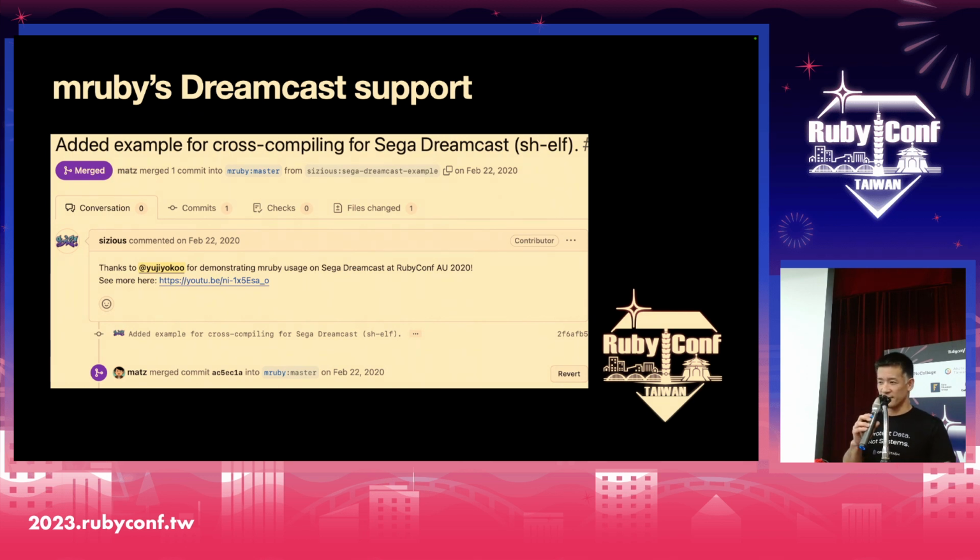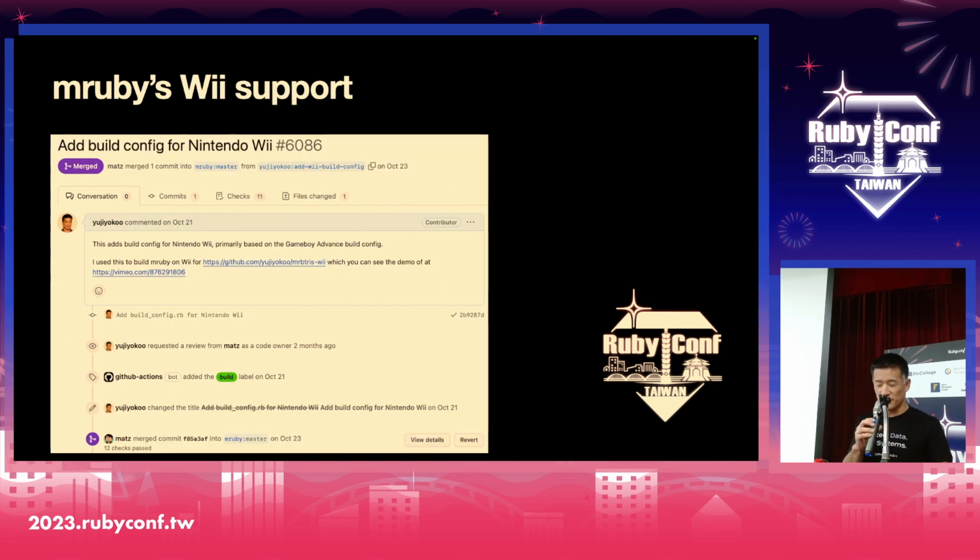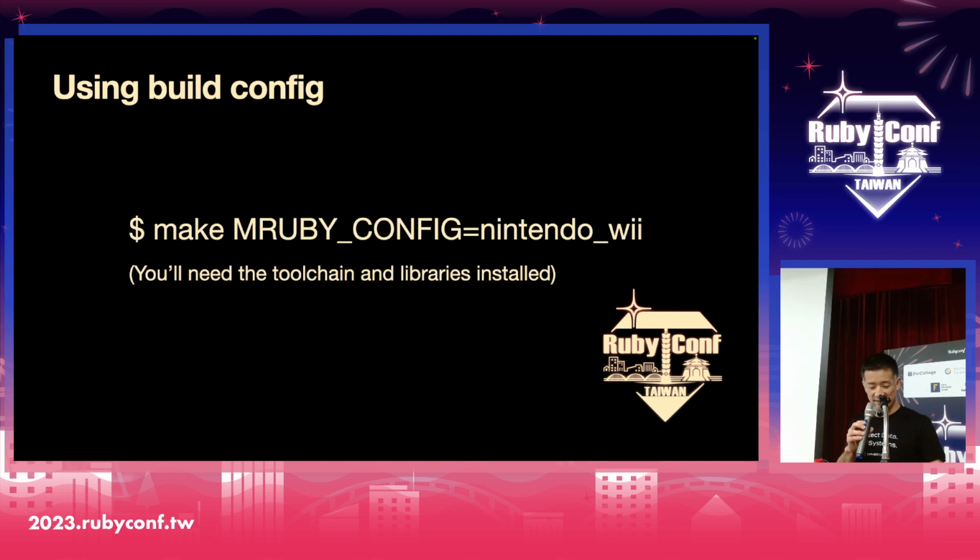And mruby, since 2020, supports Dreamcast out of the box. This is the pull request that was merged back then. So it comes with a build config file for Dreamcast by default. And since October this year, mruby also comes with a build config file for the Nintendo Wii. So if you want to build an mruby library for Nintendo Wii, you should be able to do it with a single command, assuming you have the platform software already installed for developing Wii programs.